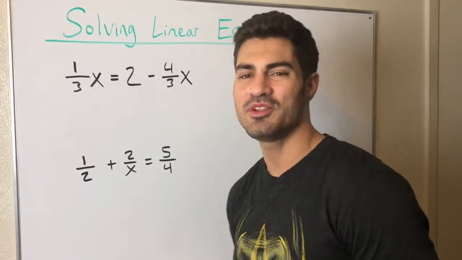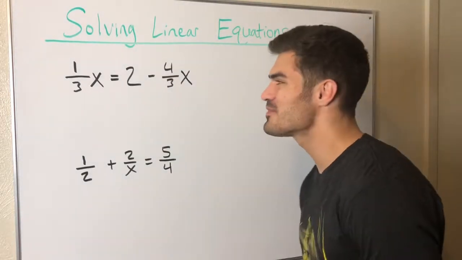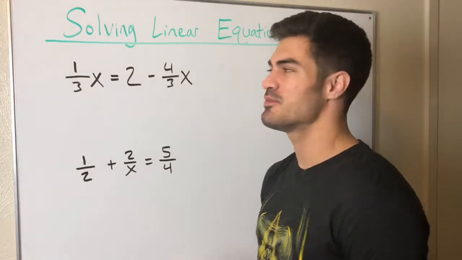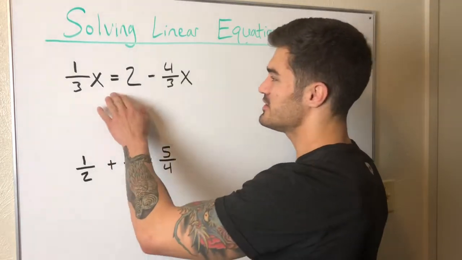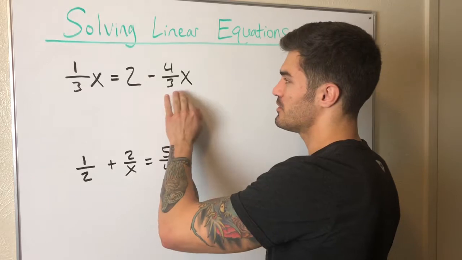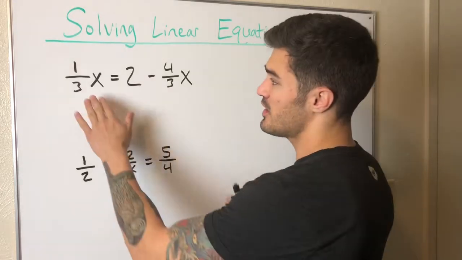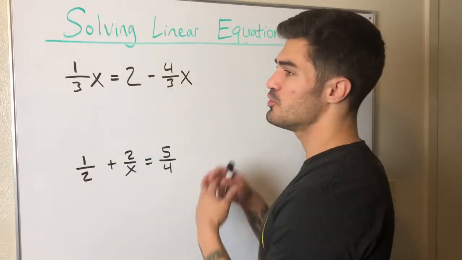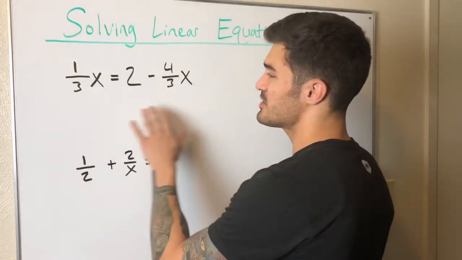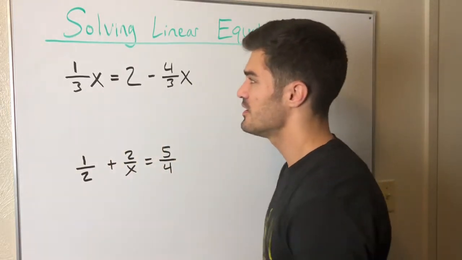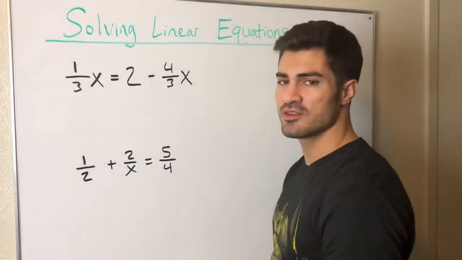Alright, let's mix things up a little. We'll throw a bunch of fractions in here. So don't panic, it's the exact same process. So 1/3 x equals 2 minus 4/3 x. So again, I see x show up on both sides. I'm going to move everything with x's. In this case, I'm going to go ahead and move to the left-hand side, and everything else is going to go to the right-hand side.